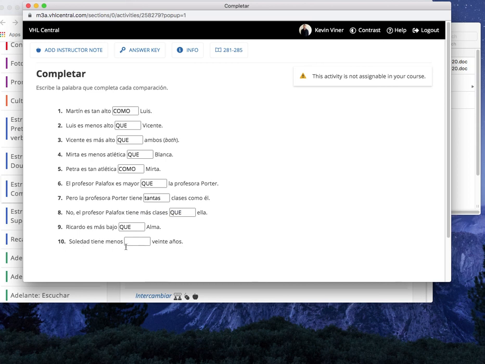Finalmente, número 10. Soledad tiene menos blank 20 años. Pause. Remember to think about the rule of numbers. And we're back. Menos de. Because 20 años. Muy bien, clase. Buen trabajo. Hasta luego.